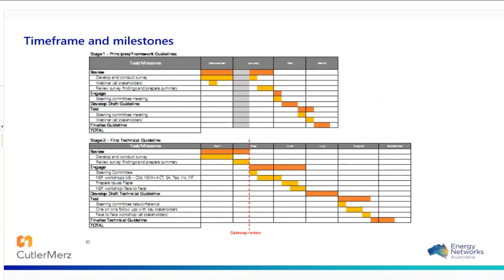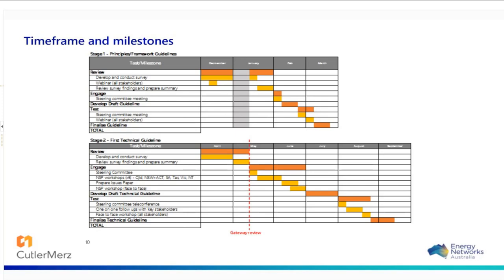This is our timeframe and milestones, and that's a little bit small, so apologies for that. But I guess stage one is the timeframe that you see on the top, and that's the framework and principles guidelines. So we are in the review stage where we're trying to understand stakeholders' perspectives on how the guidelines should be structured. We've commenced the survey of networks to understand how they're currently going about setting their technical guidelines and how they see that changing in the future.